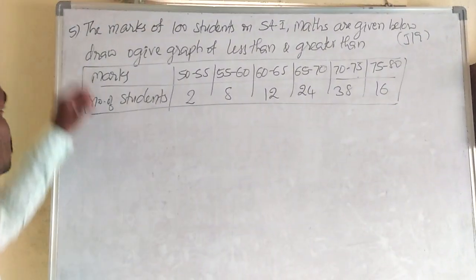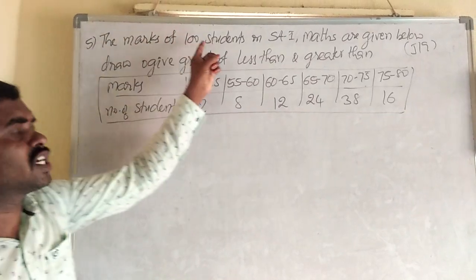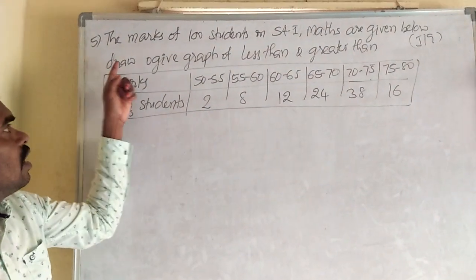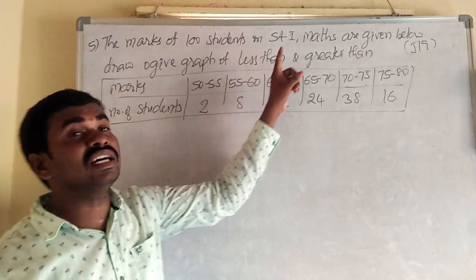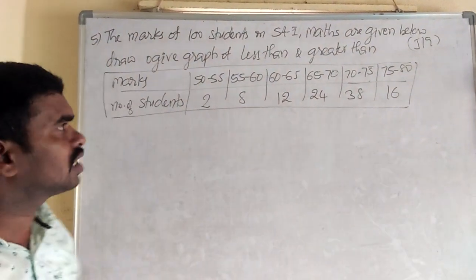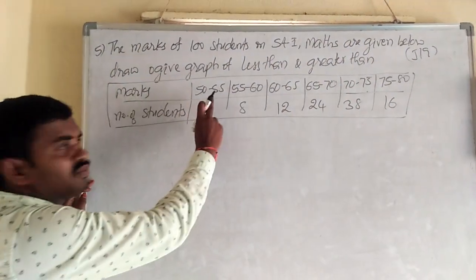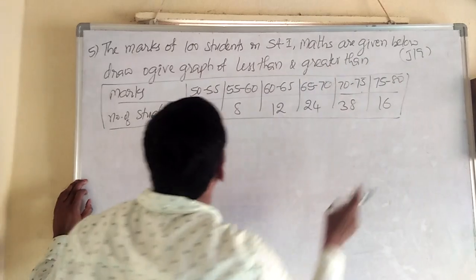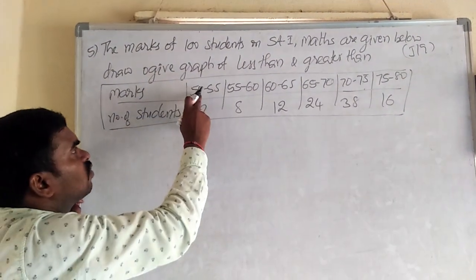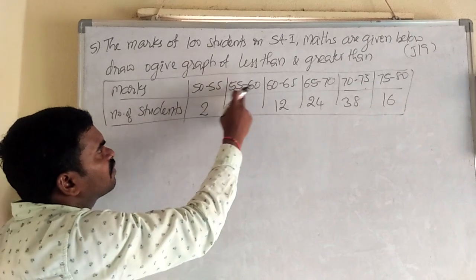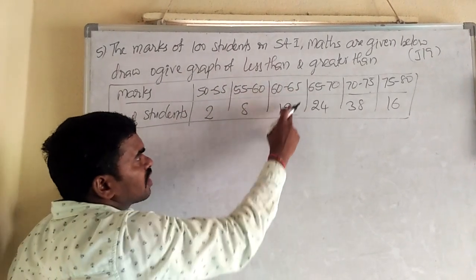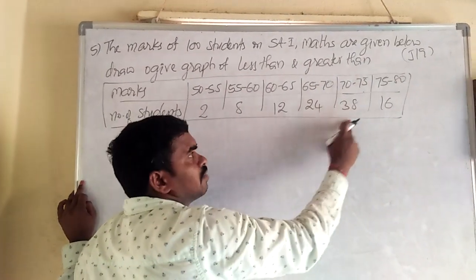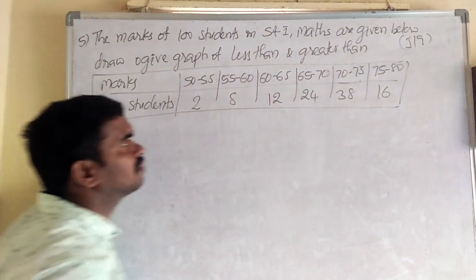Okay. Next, fifth question. The marks of 100 students in a C1 mathematics are given below. Draw ogive graph of less than and greater than. So June 19th question, last year question. Marks are 50 to 55, 55 to 60, 60 to 65, 65 to 70, 70 to 75, 75 to 80. Number of students: 50 to 55, 2; 55 to 60, 8; 60 to 65, 12; 65 to 70, 24; 70 to 75, 38; 75 to 80, 16. This is the question.